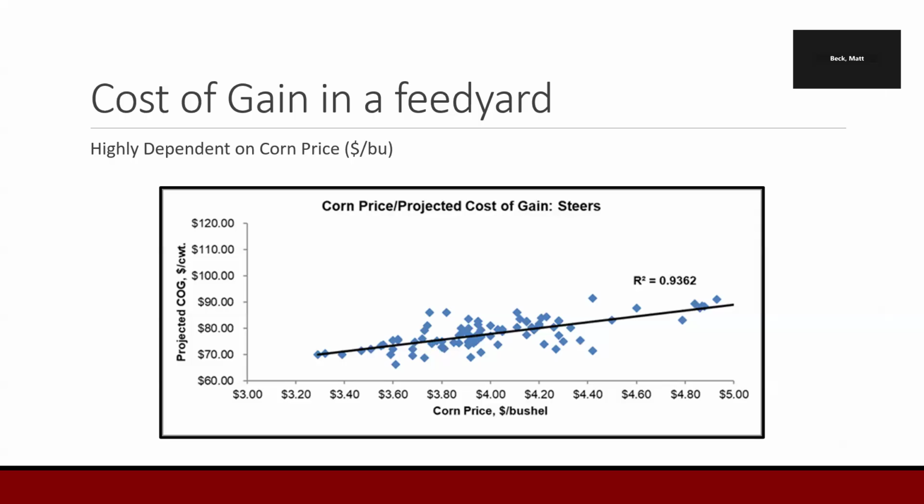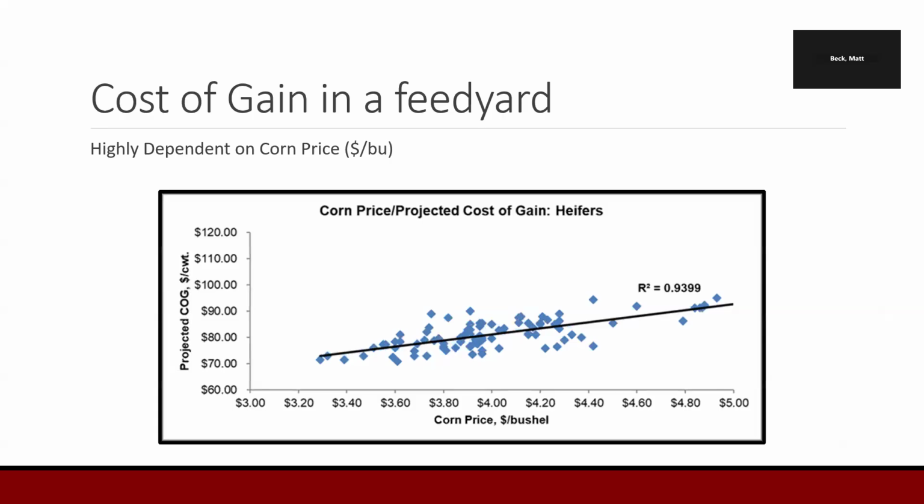Literally, R squared is the percent of the variation that's explained by your predictor. So 94% of the variation in cost of gain is explained just by corn price. Okay. So the other 6% could be death loss, could be medication costs, labor, yardage, whatever. All right. So this is for steers. This is for heifers. Again, 94% of that variation is explained.